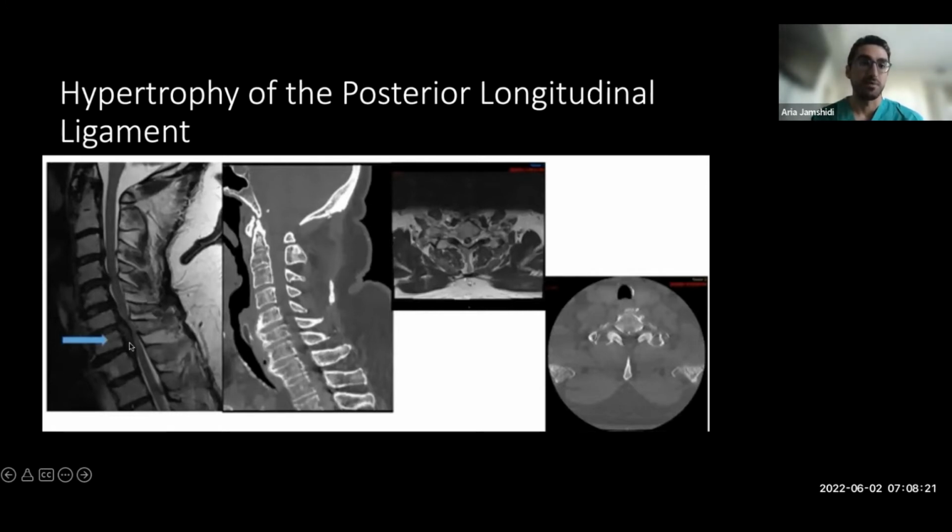This is just an interesting example of isolated hypertrophy of the PLL. You can see it on the MRI. It results in severe cord compression and cord signal change. You can see it on the axial MRI as well. On the CT scan, however, we don't see any true ossification as of yet, which is just interesting to see. Typically, when we see patients, that ligament is already ossified.